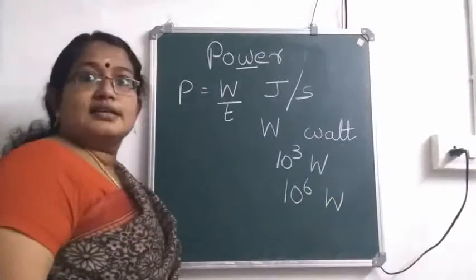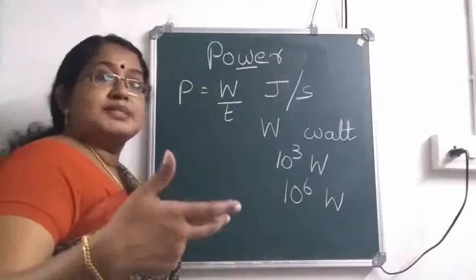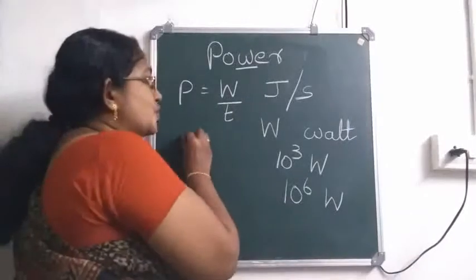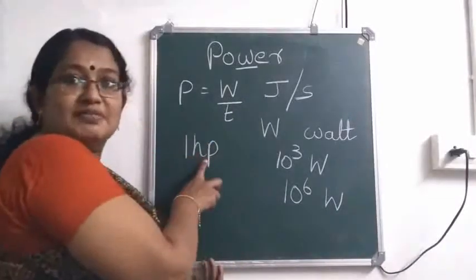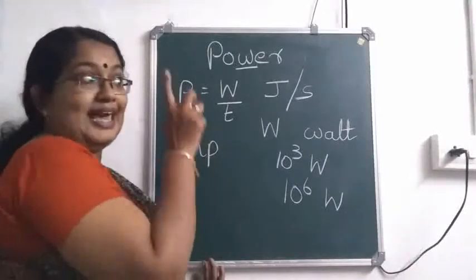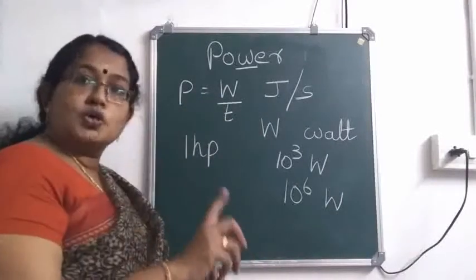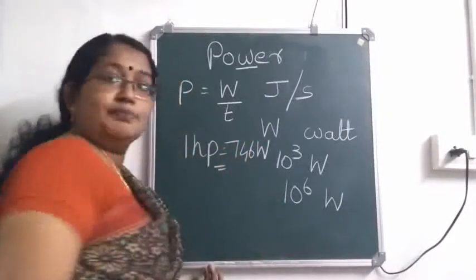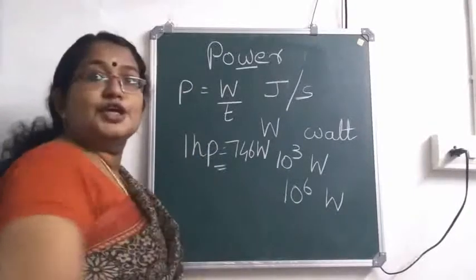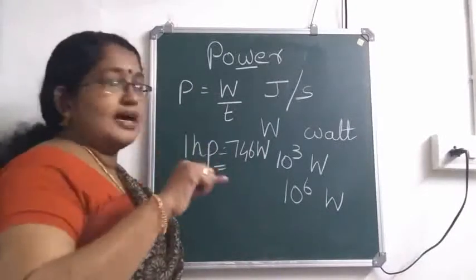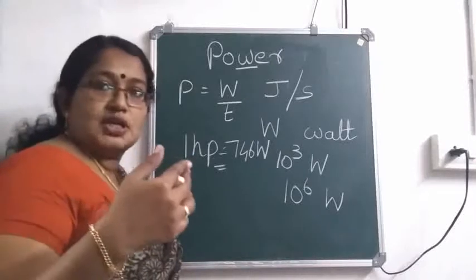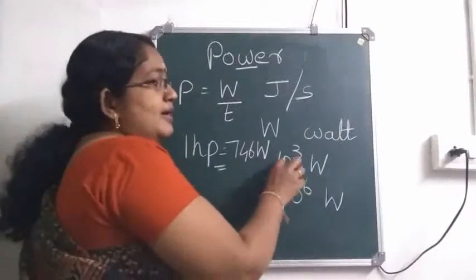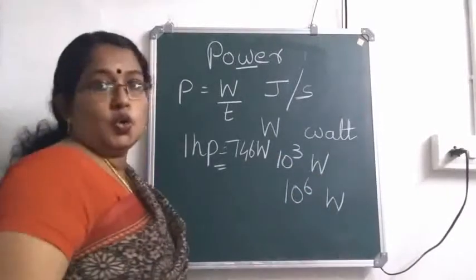And when you are considering pump sets, that is motors and all, their power should be more. In that case, usually power will be given in horsepower, HP. HP stands for horsepower. 1 horsepower is 746 watt. Okay. So these are the bigger units of power. Even though the SI unit is watt, when you are considering machines, the power of the machines will be more. So we'll be using kilowatt, then megawatt or horsepower.